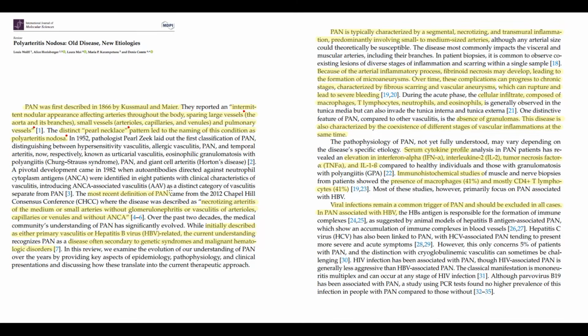The most recent definition of polyarteritis nodosa describes this disease as necrotizing arteritis of the medium or small arteries without glomerulonephritis or vasculitis of arterioles, capillaries, or venules, and without ANCA. As we see in both cases, the accent is on the size of the vessels. This disorder affects medium-sized arteries, and this condition is not associated with ANCA. So let's explain why these two features are important to us.